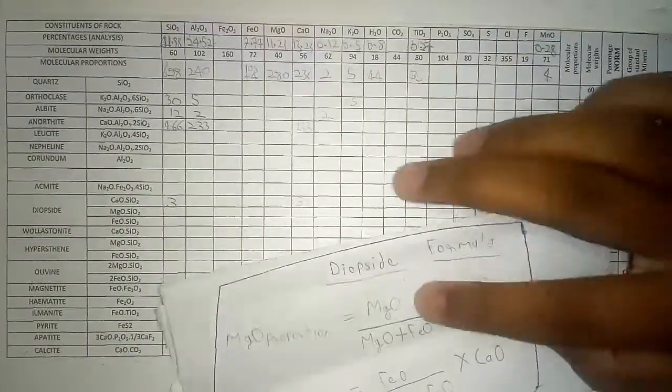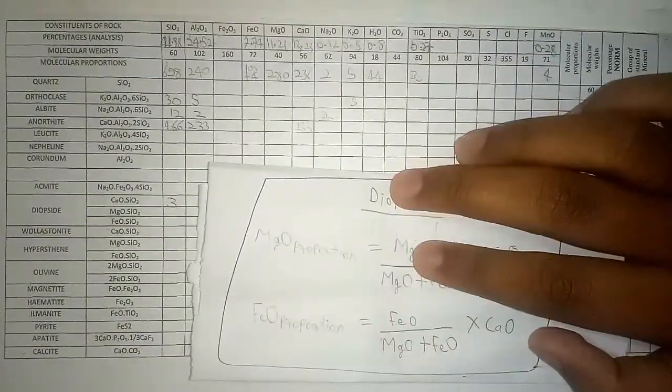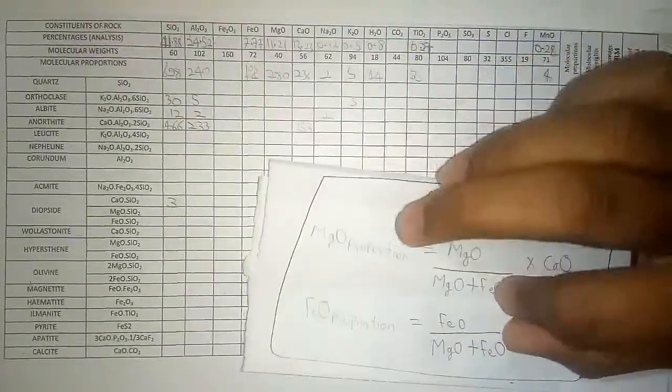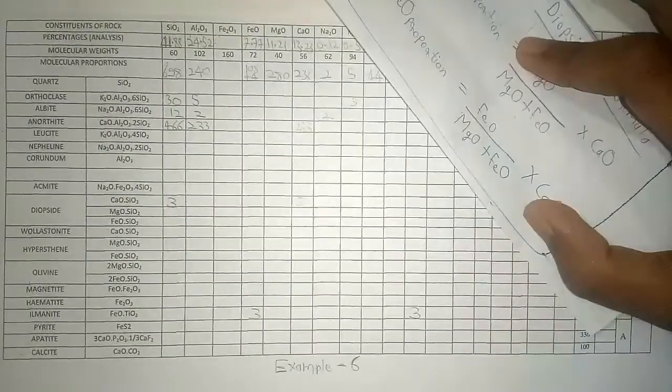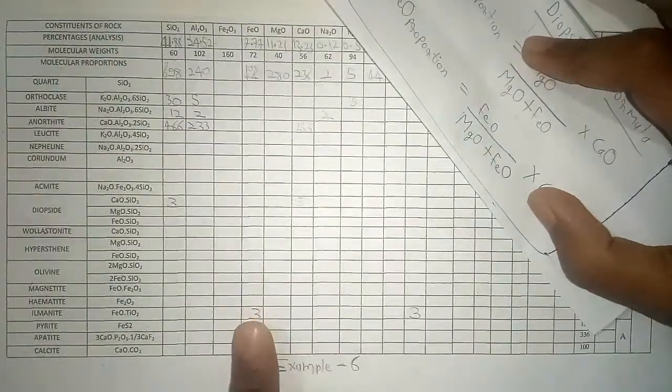So the value of CaO is 3, then the MgO value is 280, we haven't used MgO anywhere, and the FeO value is 1012 minus 3, because we have used 3 here, so it is 109.